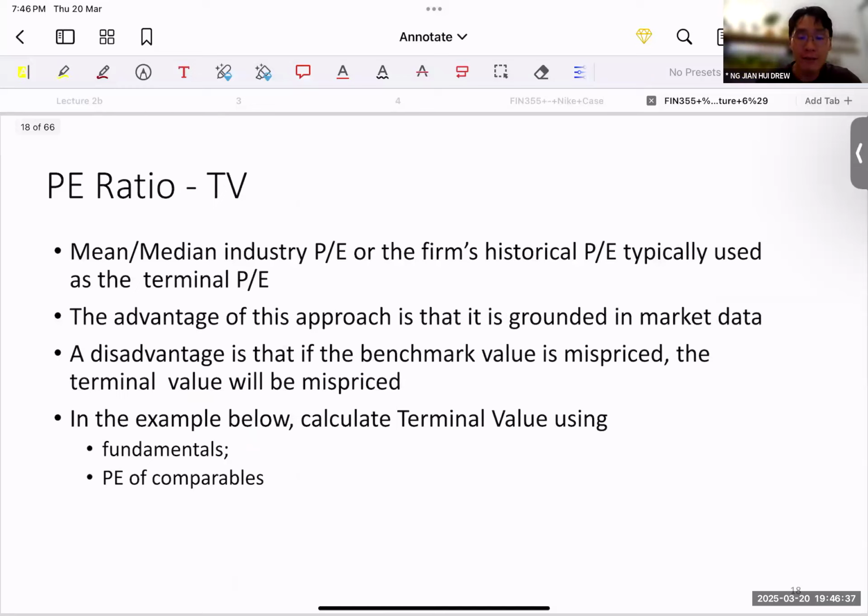For PE, we also want to cover one more thing. For PE ratio, it's quite common to determine the terminal value based on the PE ratio. The idea is that there are some advantages, because by determining the terminal value, we can determine the value of the stock. And this PE is based on market data as well, right? So there is some value in determining terminal value using the PE ratios.